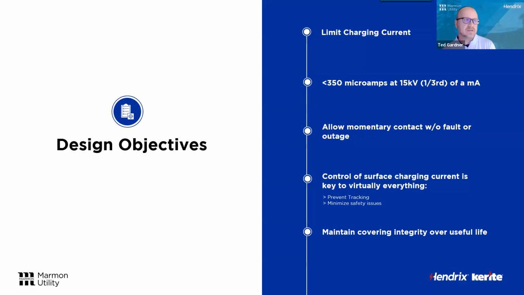Obviously, you have nearly line voltage on the surface of the cable, but what that covering really does is it limits the charging current on the surface. And our goal is always to get down to about a third of a milliamp on the surface of the cable. That allows us to move it a lot closer together, and it minimizes any faults that can occur from momentary contact. Control of the surface charging current is really the key.